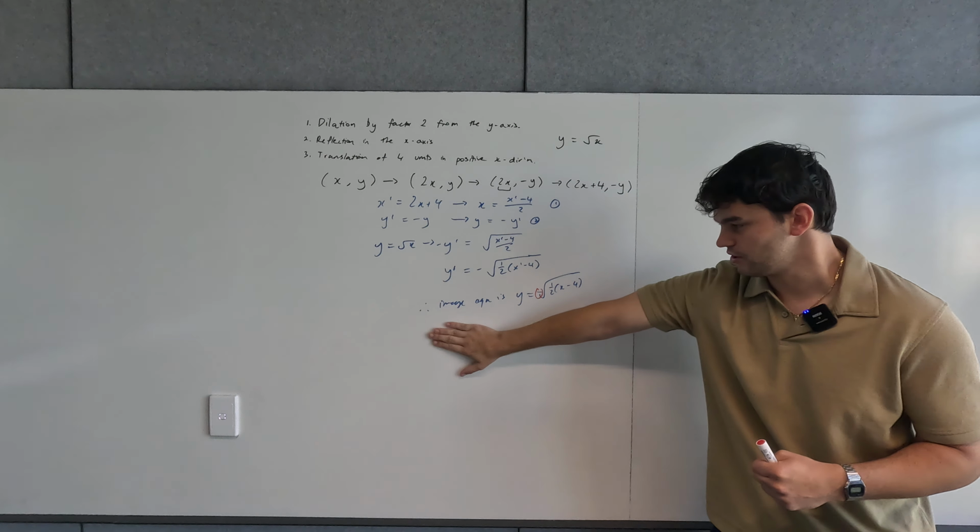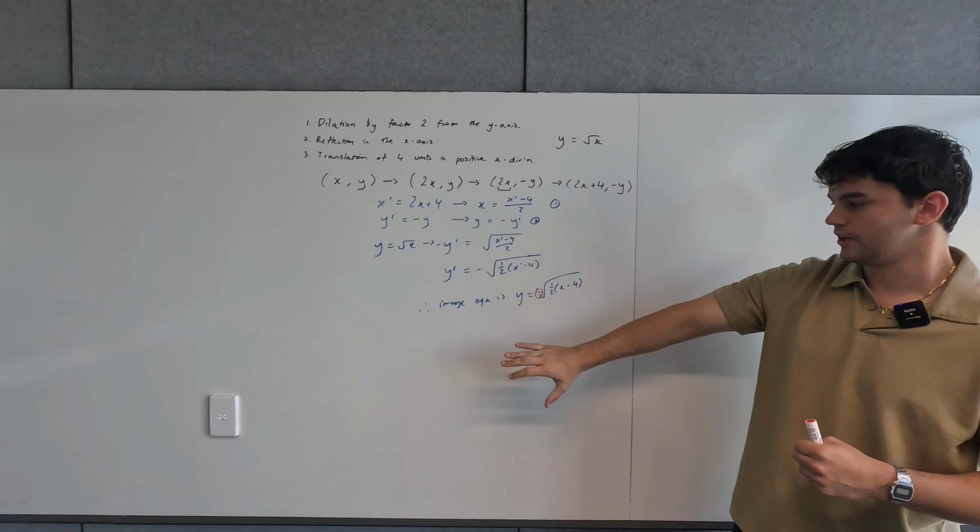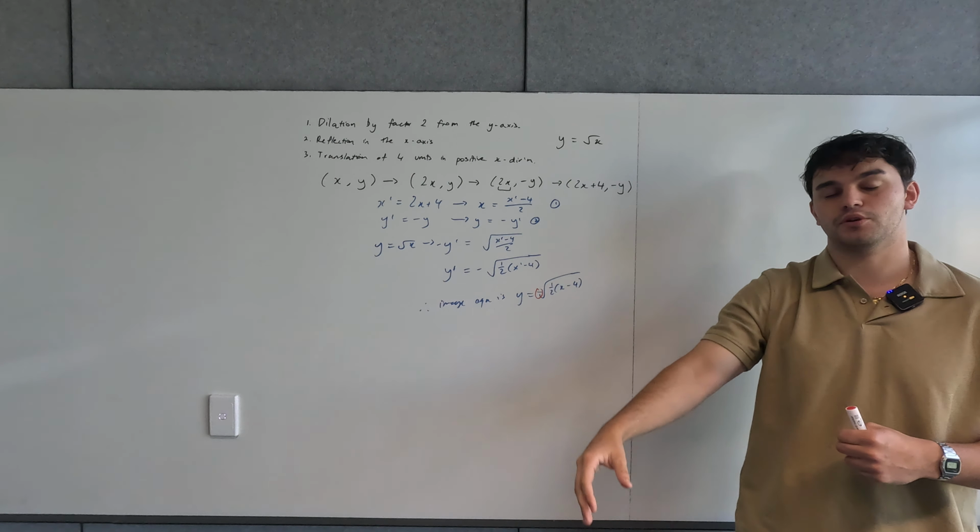So now this is the equation of our image after applying these transformations here. I'm going to go ahead and rub all this out, and then we are going to do the same transformation set. We're just going to do it in the opposite order.